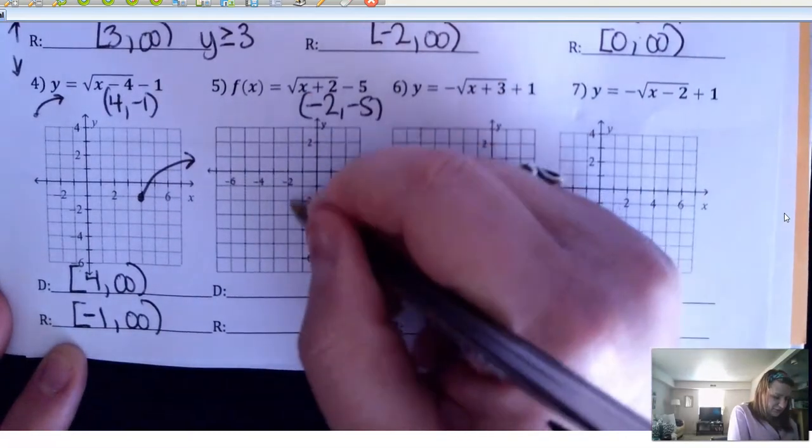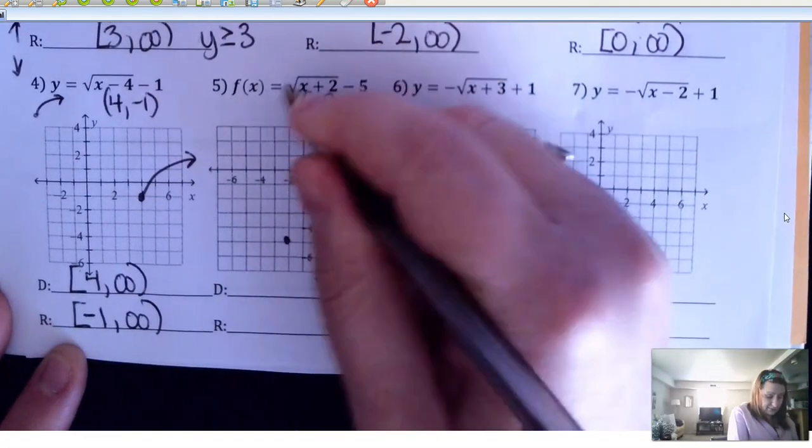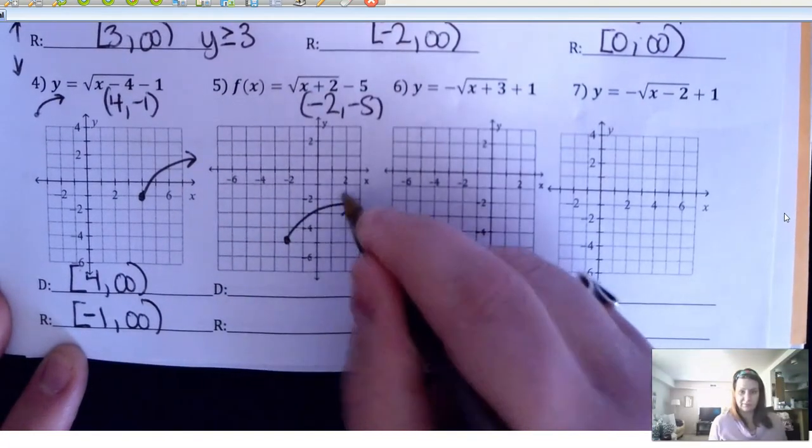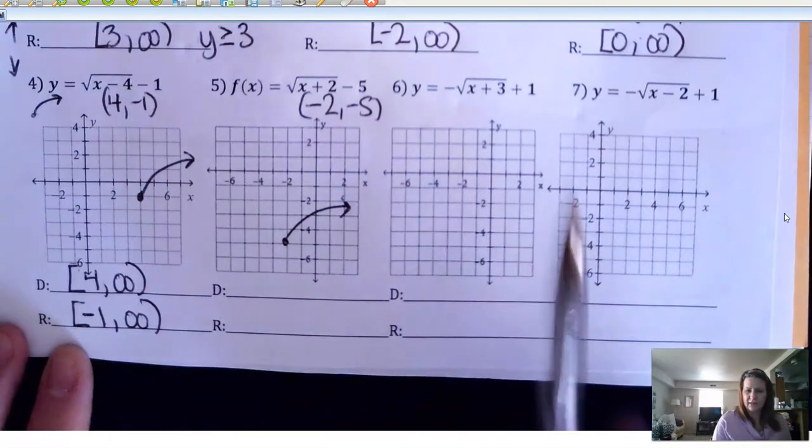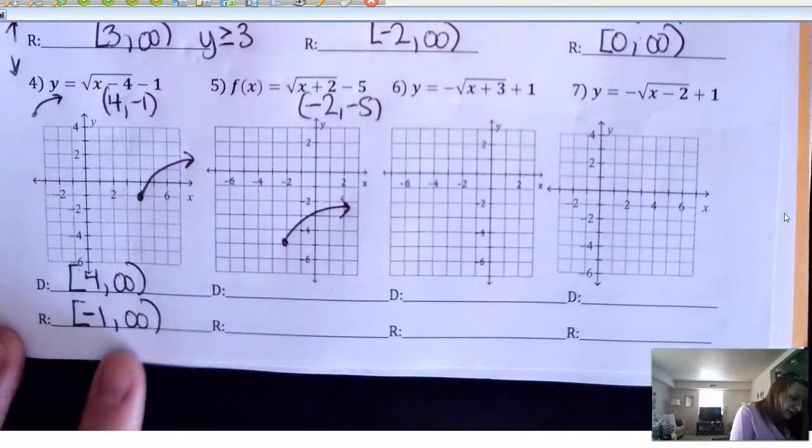And so we're going to plot that point. This is a positive square root of x, so that same general shape we've done so far. We're going to do negatives on the next two for some practice there.